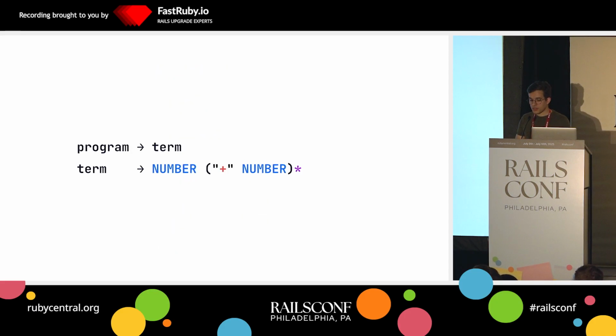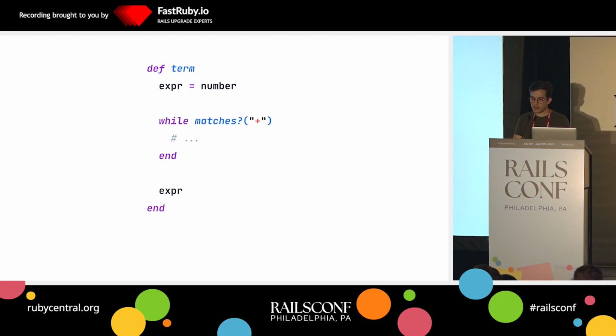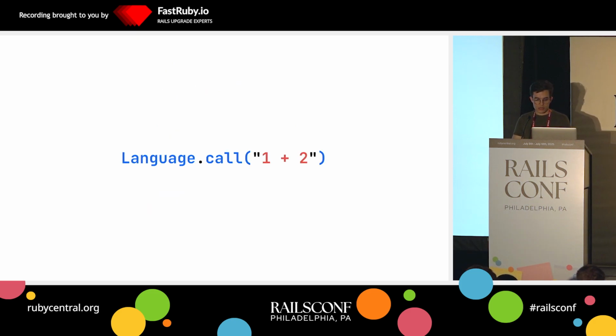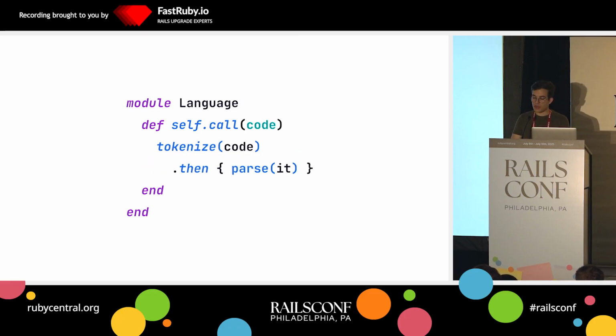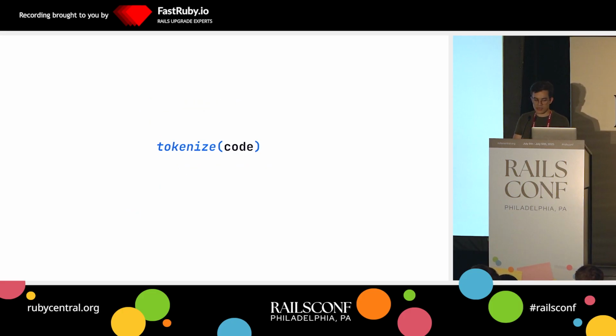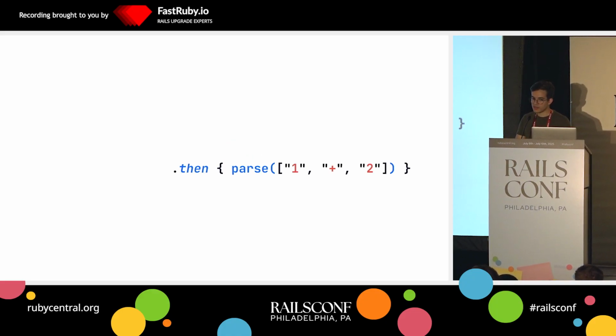We could make this language more complex by adding subtraction as well. And to support it, it's pretty simple. Now we just look for a plus sign or a minus sign. So to understand this more deeply, let's walk step by step on how we tokenize and parse this expression. So everything starts on the language module, we receive the code, and we call tokenize. With that string, it will return for us the tokens. And then we parse that.